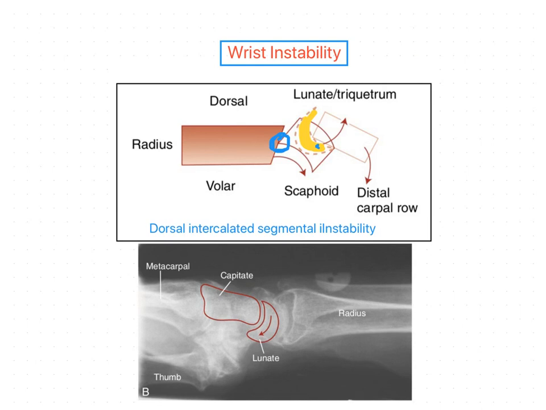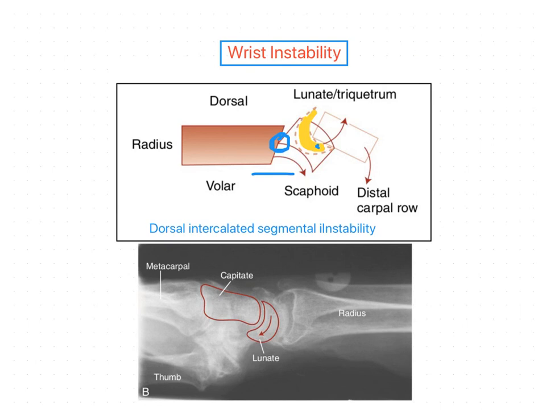Okay, so this dorsal intercalated segmental instability, over time, may lead to degenerative changes in the radioscaphoid joint and then ultimately in the other intercarpal joints. Okay, so this is about dorsal intercalated segmental instability.